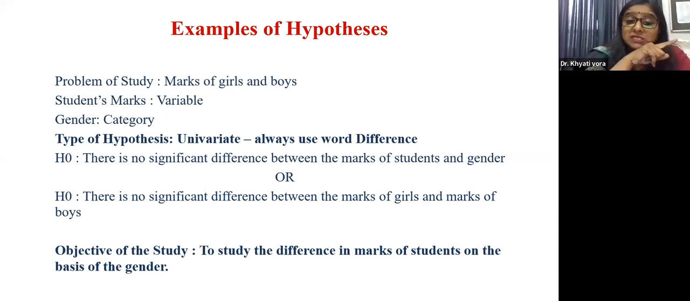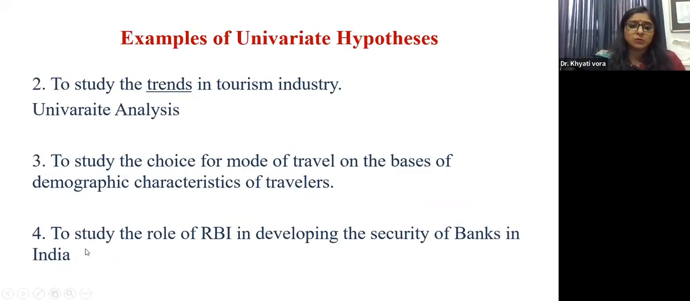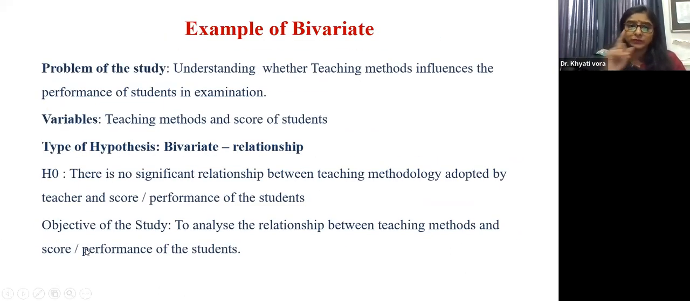So now I hope you got it: when the variable is one, you cannot establish a relationship, you can find the differences. If you remember the teaching methodology example that I had skipped, it had ANOVA. What were they saying? That there are three teaching methods. Which is more influencing on the student's performance? So student performance was one variable. Methods were the category in that context, because that person was just checking the difference between those methods as far as the performance is concerned. So in this case, how do you frame your objective? To study the difference in marks of students on the basis of their gender. Some examples of univariate study, when there is only one variable.